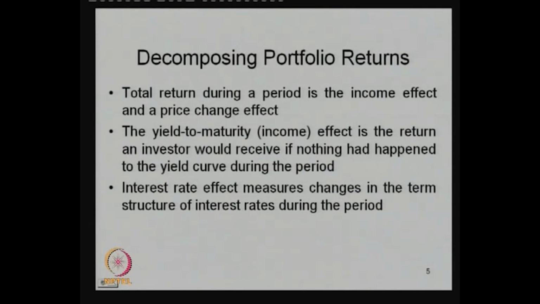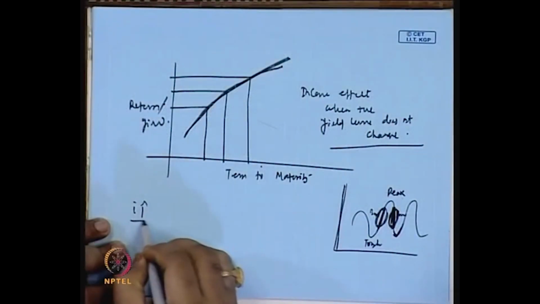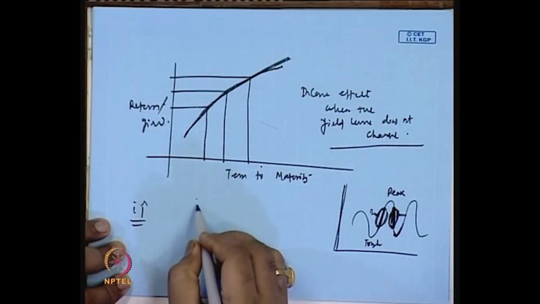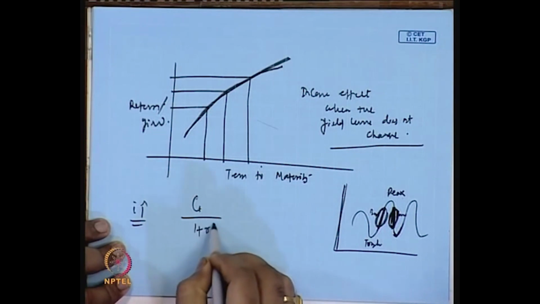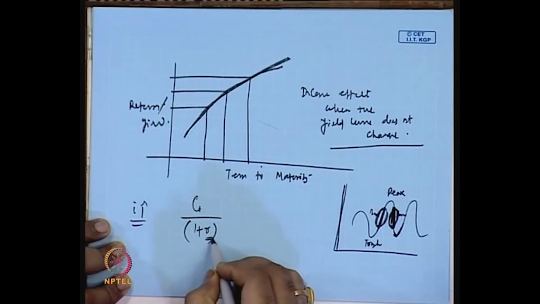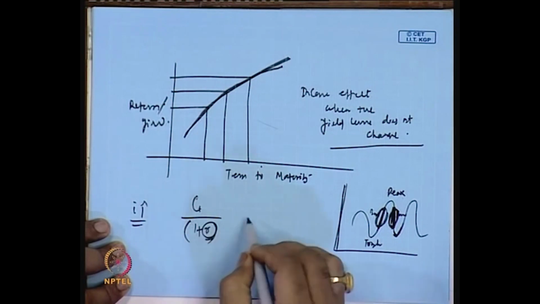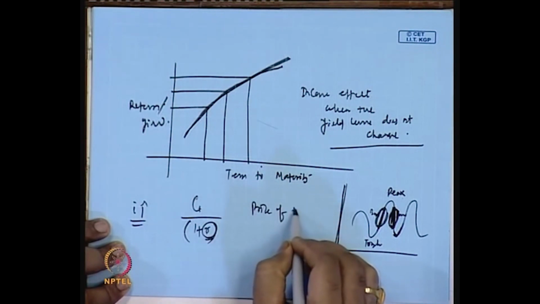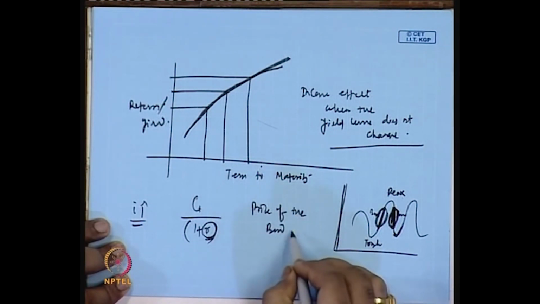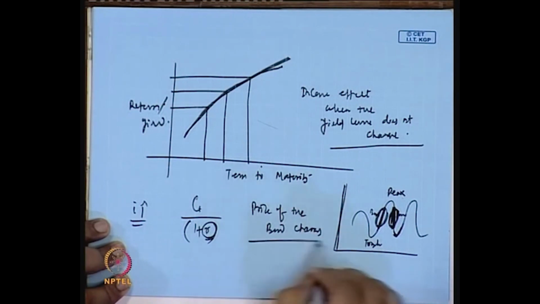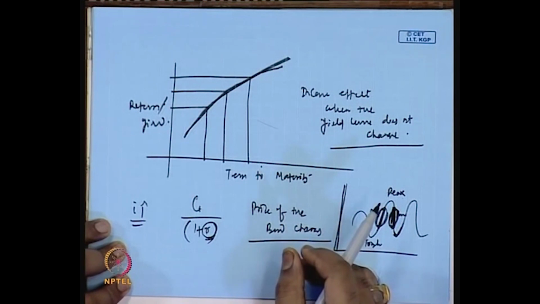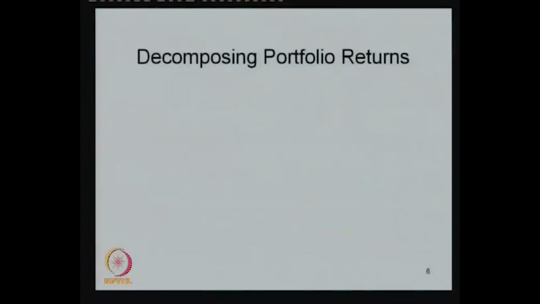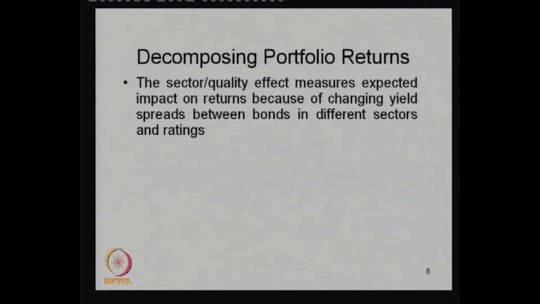Another one is the interest rate effect, which measures the changes in the term structure of interest rates during that period. If the interest rate changes, what will happen? You already know that the price is the cash flow divided by (1 plus R), where R is nothing but the market interest rate. That will also change, so obviously the price of the bond will also change. If the price of the bond changes, then automatically the return will also change. That is always common in the particular market.